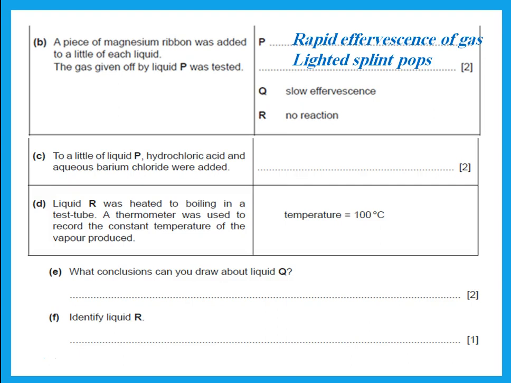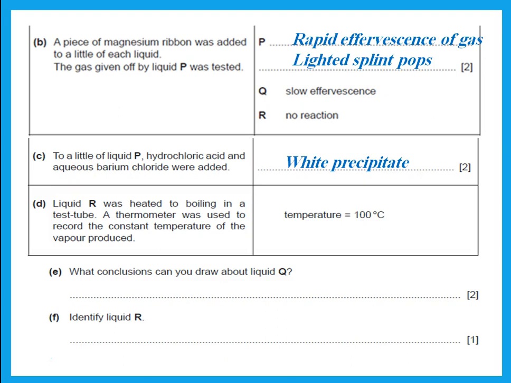To a little of liquid P, hydrochloric acid and barium chloride was added. Again, barium chloride is a test for what? Test for sulfate. Now, sulfuric acid has sulfate, so it should give a white precipitate. Now, he's telling me that liquid R was heated to boiling in a test tube, and it boiled at 100. So, which liquid boils at 100? That tells me that the liquid R must be water.